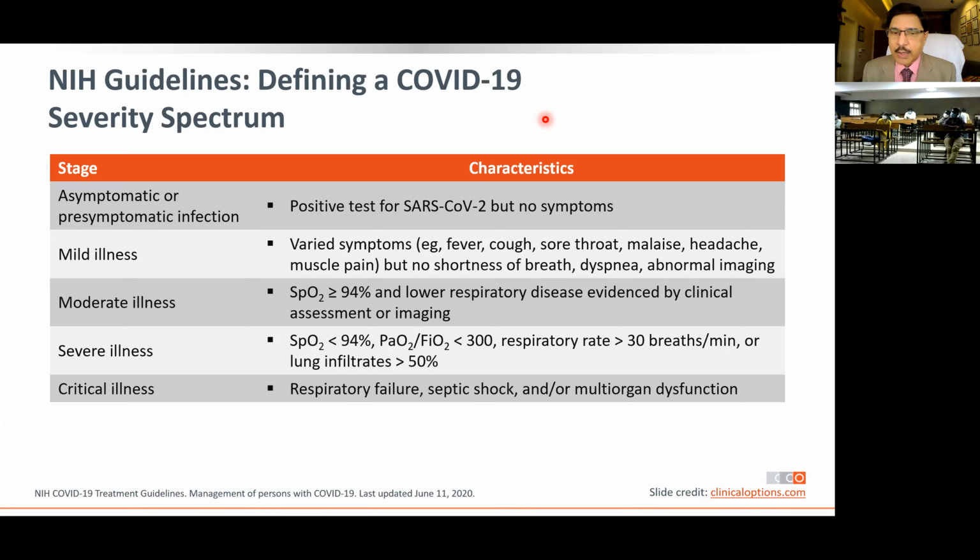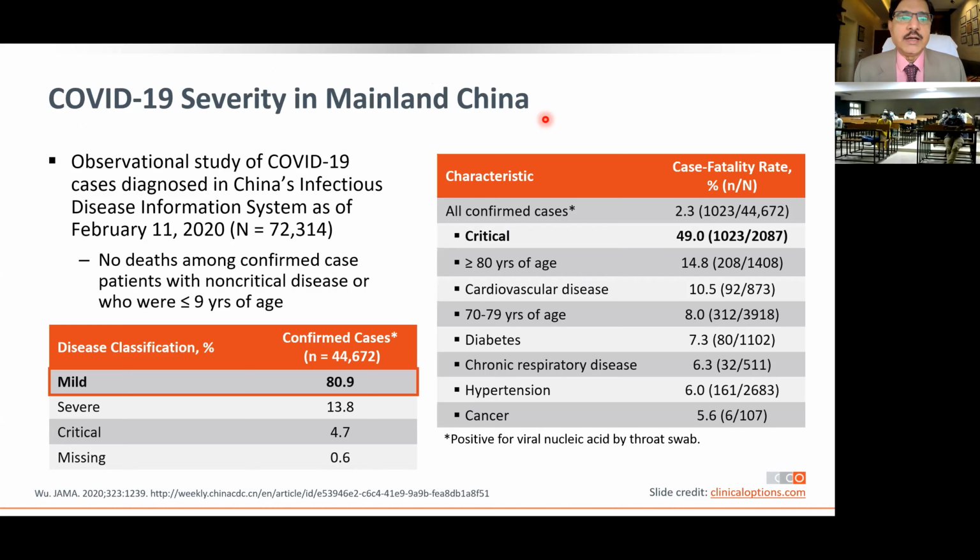Critical, of course, they are in hypoxemic respiratory failure. Earlier we did a class for the PGs on respiratory failure, type 1 respiratory failure, type 2 respiratory failure. This is not hypercarbic respiratory failure. This is hypoxemic respiratory failure, septic shock and MODS, multi-organ dysfunction. Severity in mainland China: they had mild cases 80%, severe 13%, critical 4.7%, no data 0.6%. So the critical severity is decided by age, cardiovascular disease, diabetes, chronic respiratory disease, hypertension and cancer. Those are the persons who had severe illness.